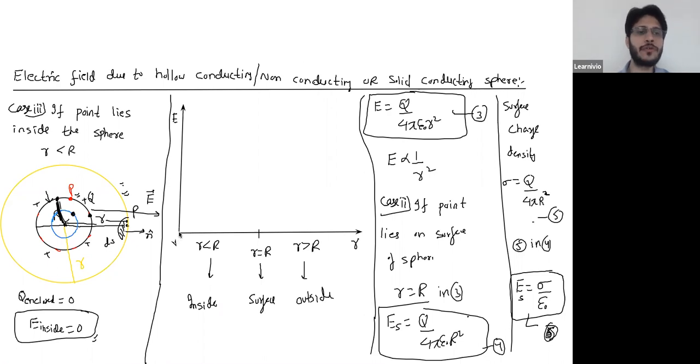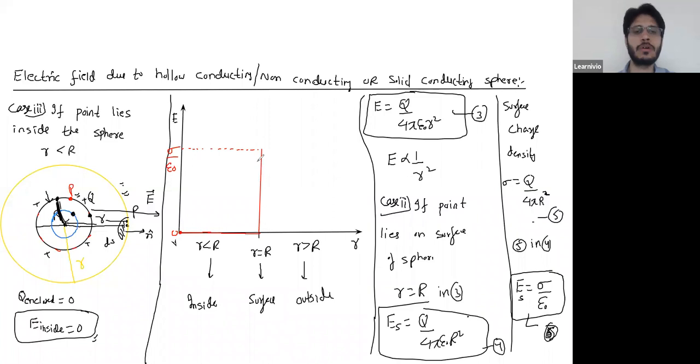What is the value of the field inside the sphere? Inside, your electric field is 0. So this graph will be parallel to the x-axis, since the value of the field is 0 here. On the surface, it increases. On the surface, the value of the field increases. It becomes sigma by epsilon naught on the surface.